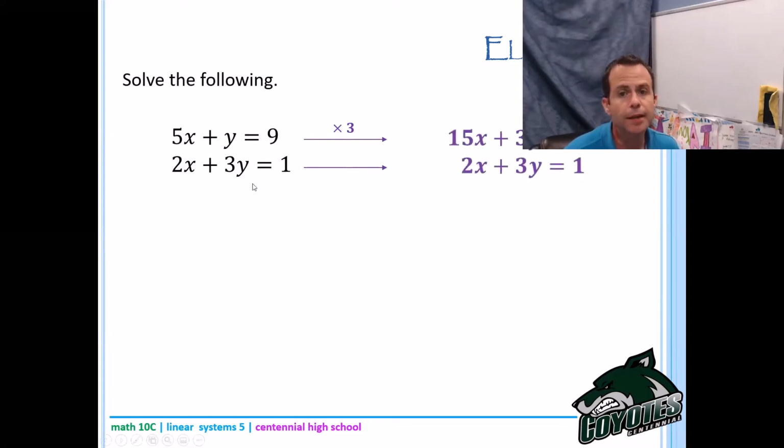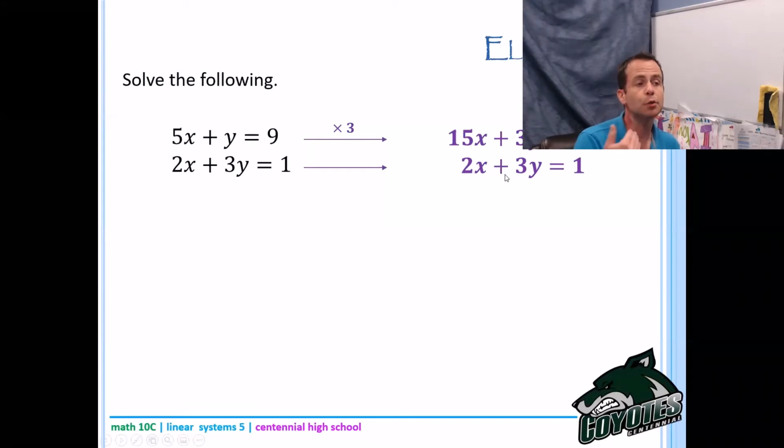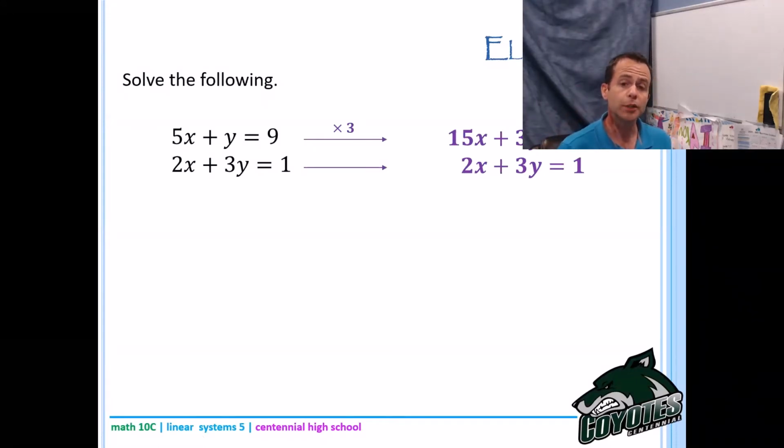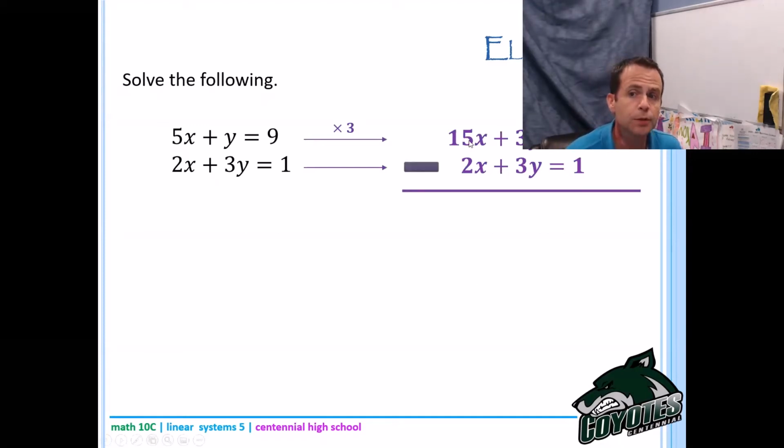Okay, and then the bottom guy I didn't do anything to, so I just rewrote him, and now I'm going to work with the fact that I've got a 3y and a 3y here. Do I want to add the columns together right now, or do I want to subtract them? Which will eliminate the y for me? And the answer to that is subtraction. So 15x minus 2x will give me 13x, and 27 minus 1 will give me 26. Now I divide both sides by 13, and that gives me x equals 2.